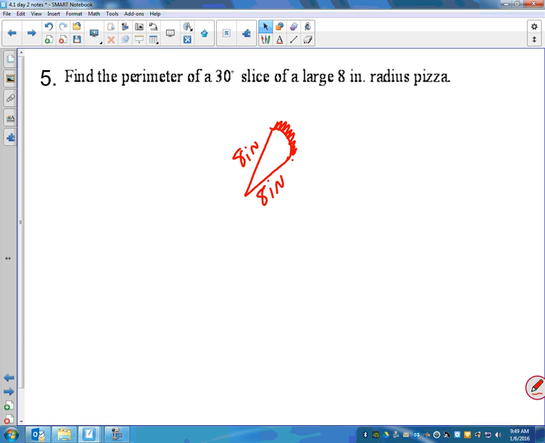Let's find that part. What's that part called in our math speak that we learned today? Yes, it's the arc length. So we have this lovely formula that S equals R times theta. So it's nice that they tell us that it's a 30-degree pizza slice.